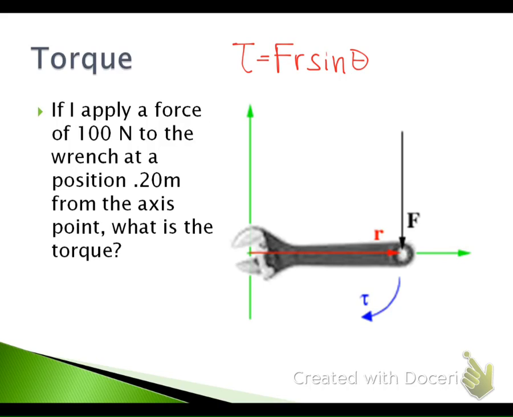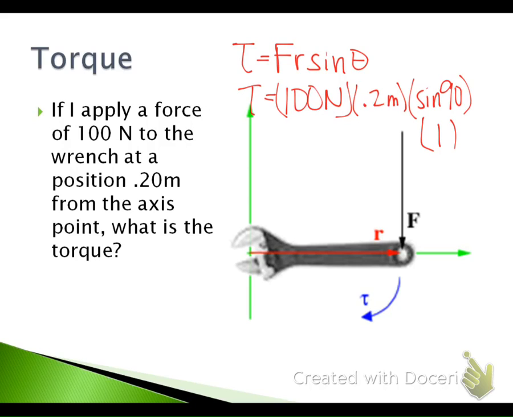And we already established that our theta angle here was what? 90. So if I apply a 100 newton force at a radius of 0.2 meters, and I need to take sine of 90, what's sine of 90 degrees? Sine of 90 just equals 1. So I'm going to take 0.2 times 100, and I'm going to get torque equals what? 20.